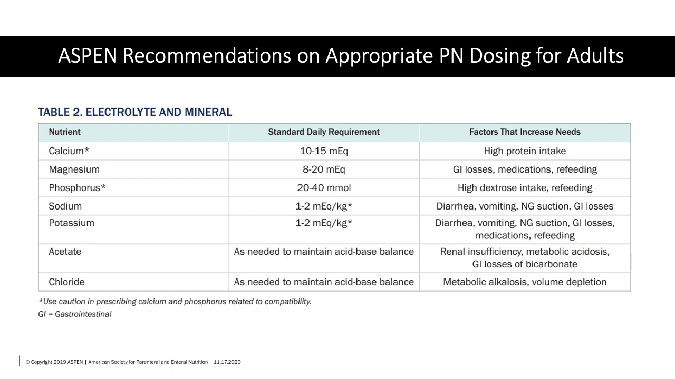Phosphorus comes in sodium phosphorus and potassium phosphorus. Standard daily requirement is 20 to 40 millimoles, and factors that increase needs would be a high dextrose intake or if the patient is refeeding. For sodium phosphorus, for every millimole of sodium phosphorus, there is 1.33 milliequivalents of sodium. So if you have 20 millimoles of sodium phosphorus, you multiply that by 1.33, and that will tell you how much sodium comes in that sodium phosphorus dose.